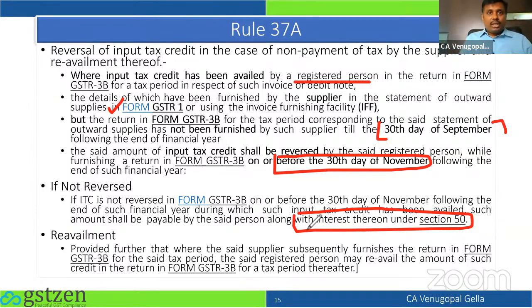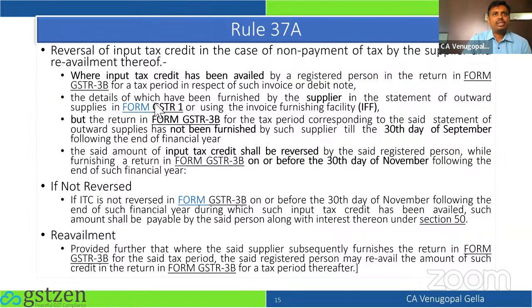That means you need to have visibility of all the suppliers who are filing their GSTR1 but have not filed their 3B. Again, Bharti will give you a demo of how you track suppliers who have not filed their 3B.